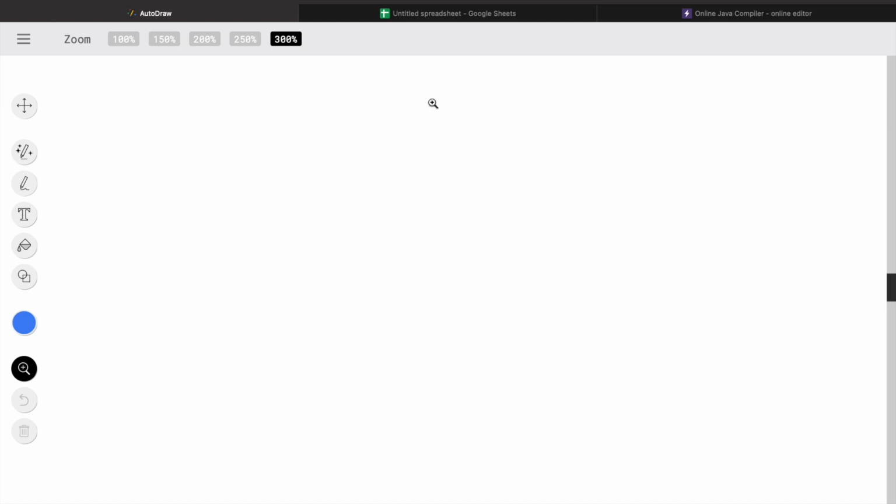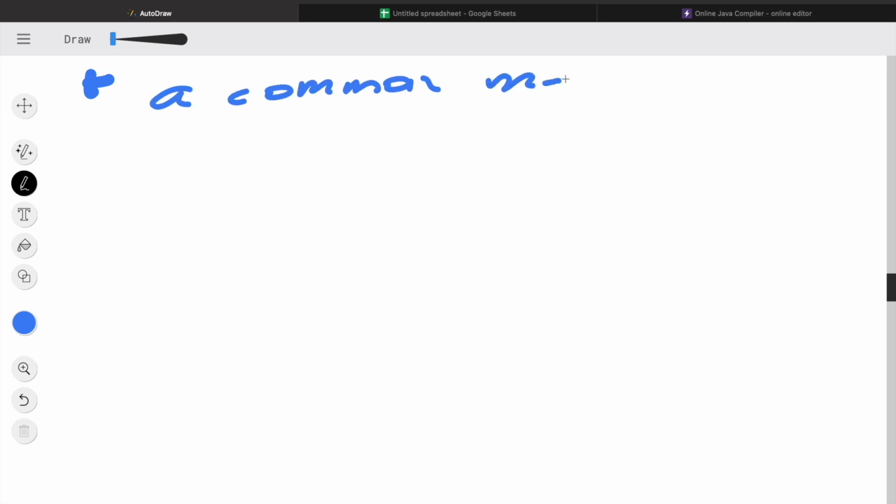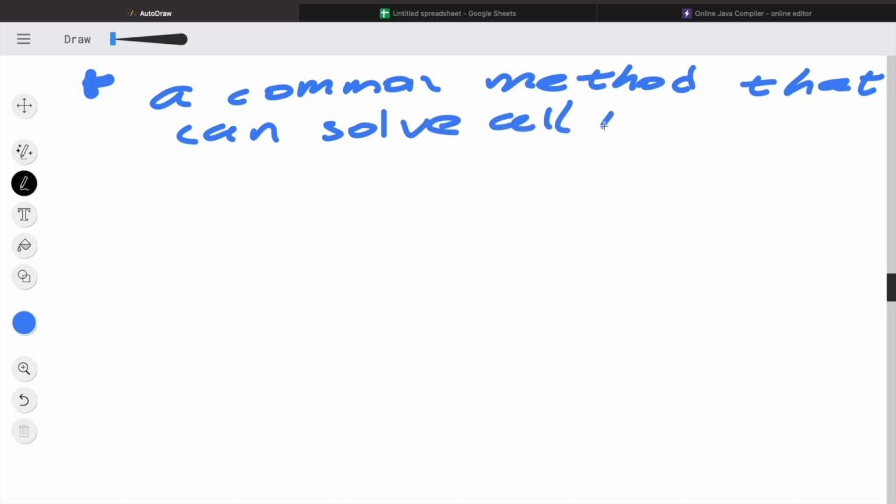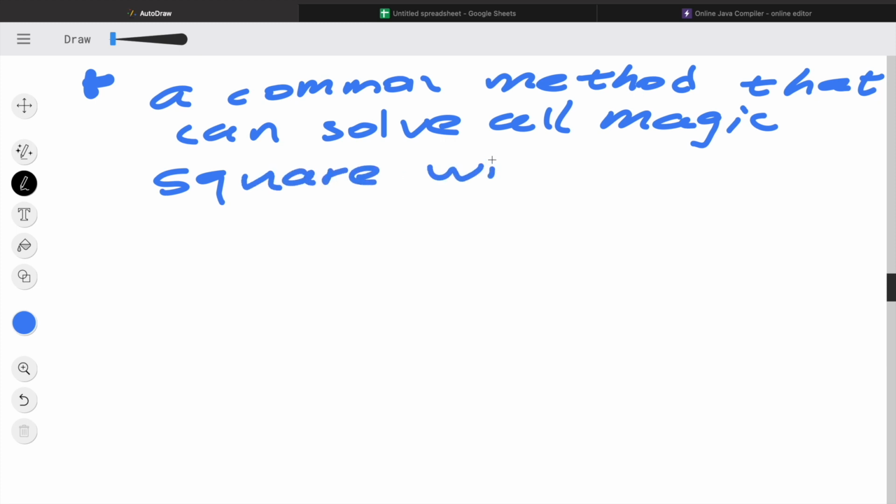Now, let's talk about a common method that can solve all magic squares with a side length of an odd number.